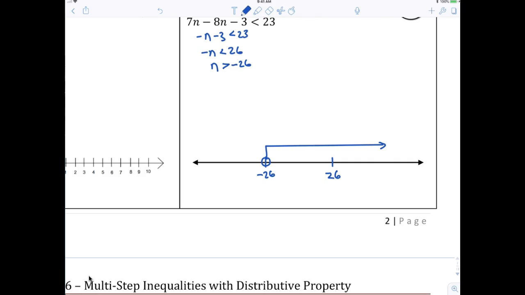Listen to what everybody else is saying. If it's this or this, it's an open circle. If it's this or this, it's closed. Equal means closed, including. All right, so now my solution, negative 26 to infinity. That's interval notation. Everybody good? Anything parentheses? Not brackets. Why is it in parentheses?